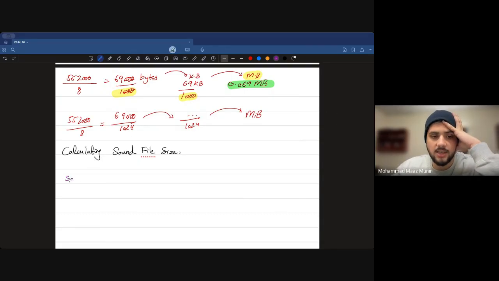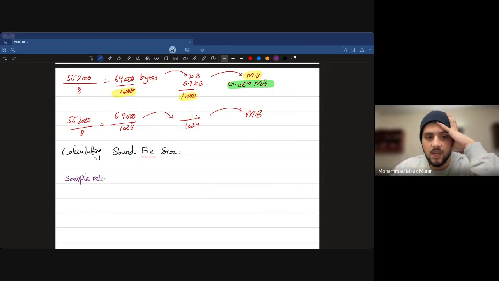So the formula is: you have the sample rate, which will be given in the question, like a sample rate of 10 hertz, or whatever in hertz. So the unit is important, and this value would be given in the question. Then you multiply this with your sample resolution, which is again in bits.